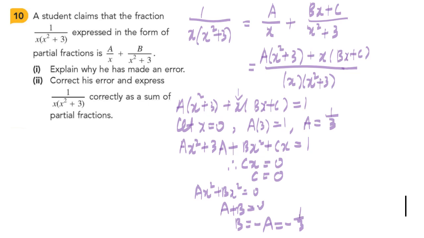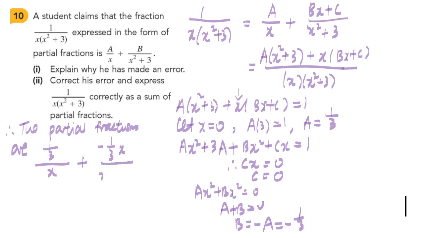Alright, so now we have found the values of A, B, C. We can put them into the partial fractions, so therefore the partial fractions are A, which is 1/3 over x, plus B, which is negative 1/3 x. C is 0. Alright, so we're going to use the same trick that we learned just now, times 3, times 3. So it will give us 1 over 3x, plus times negative is negative, that will give us x over 3 bracket x squared plus 3.